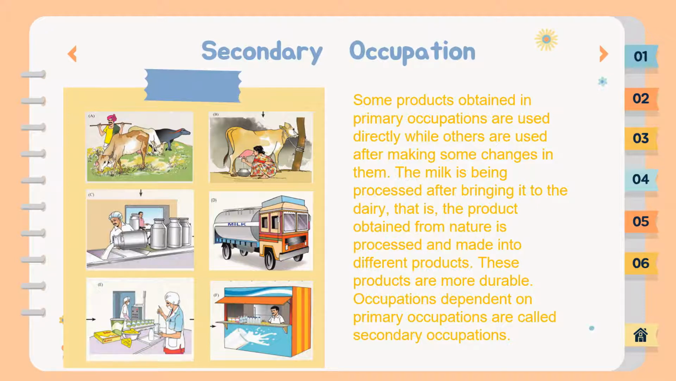Industries are based on raw materials. More durable goods are produced in an industry. The raw material supplied to the industries is often obtained from nature, that is, from primary occupations. Occupations dependent on primary occupations are known as secondary occupations.